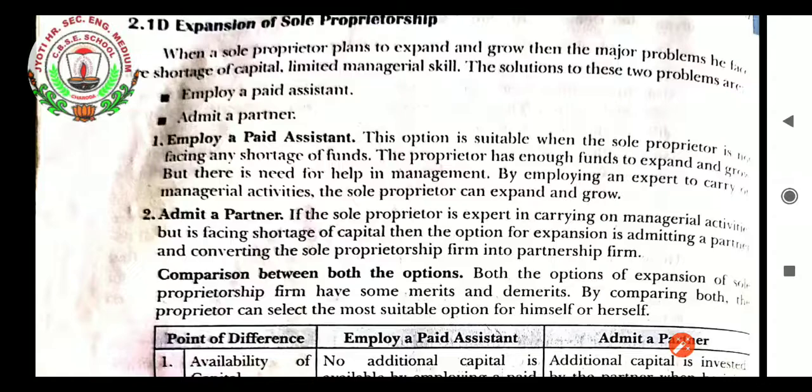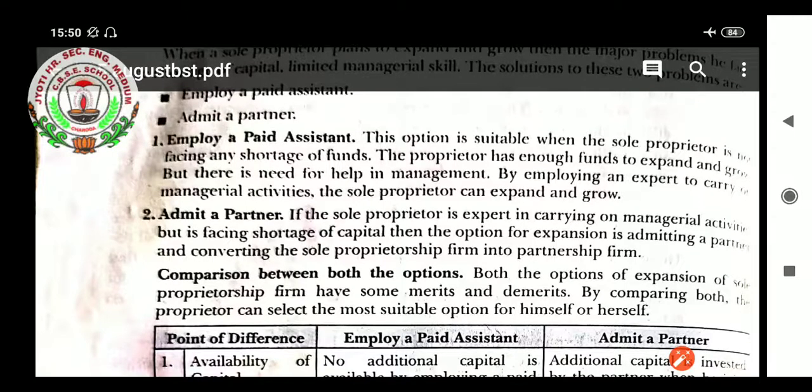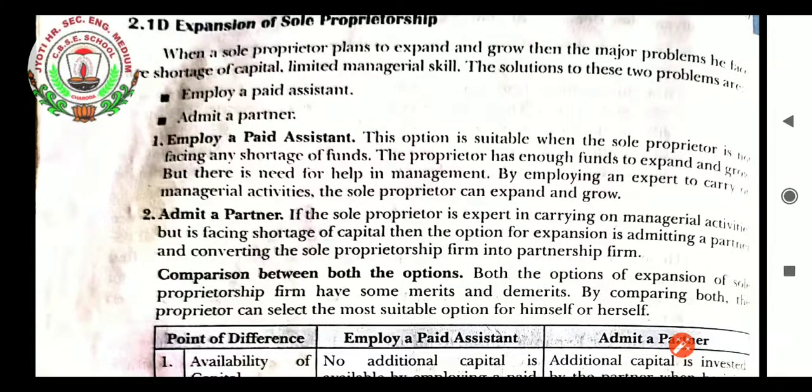This option is suitable when the sole proprietor is not facing any shortage of funds. The proprietor has enough funds to expand and grow, but there is a need for help in management. By employing an expert to carry out managerial activity, the sole proprietor can expand and grow.